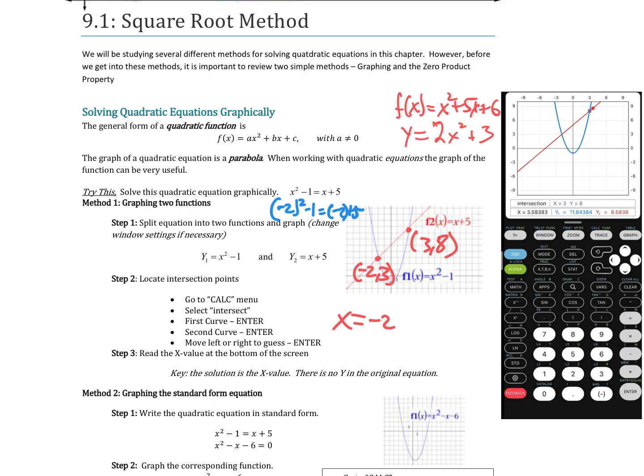If you plug 3 into both sides for x, you're going to get the same answer. If you plug in 3 squared minus 1, 3 squared is 9, minus 1 is 8. If you plug in 3 plus 5, you get 8. So x equals 3 is your second solution. So there are two answers, and you need them both. There they are. All right, those steps are right here. So that's how to do it on the graphing calculator.